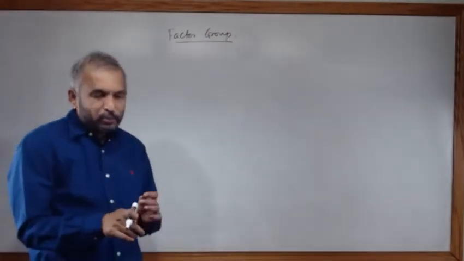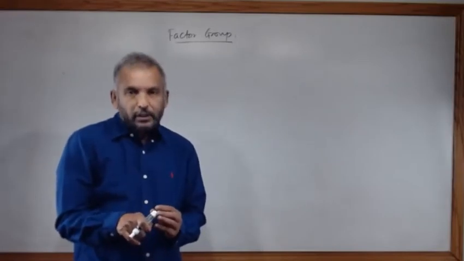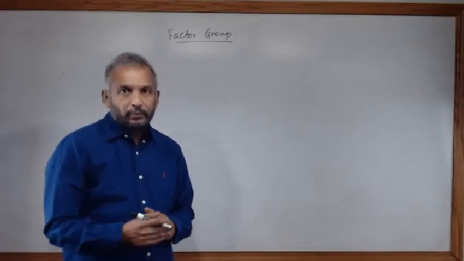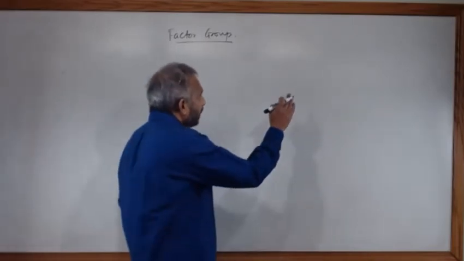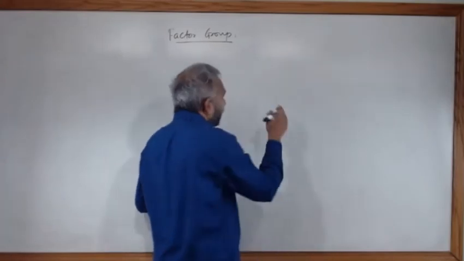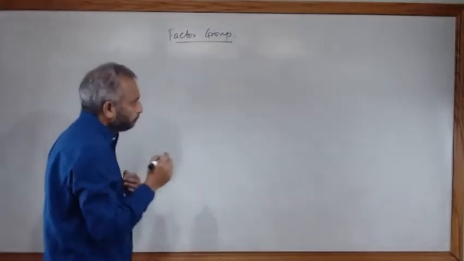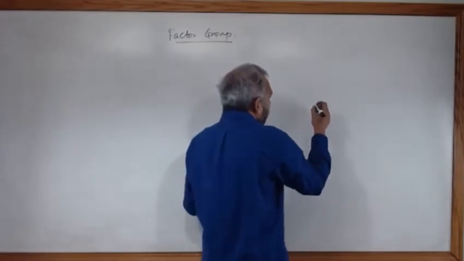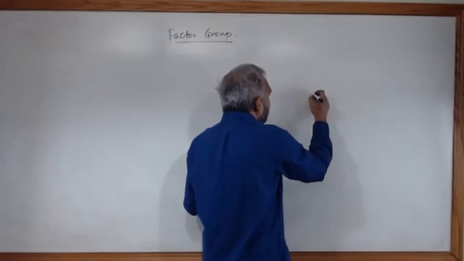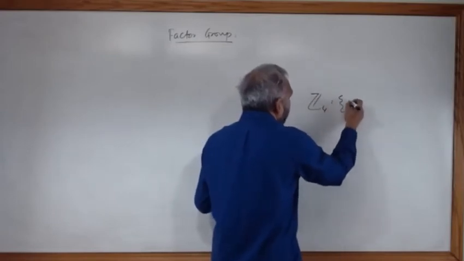The factor groups are groups made of subsets of another group. So let us start with an example to show how we are going to construct this group. Let us take an example of C4.